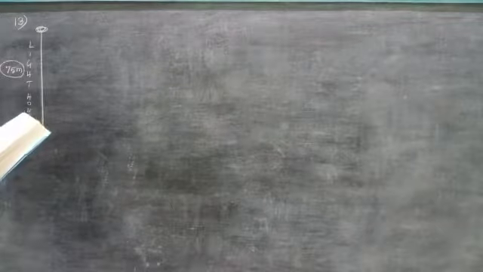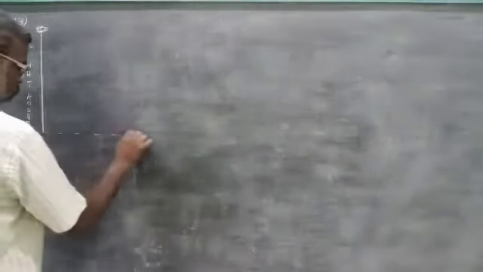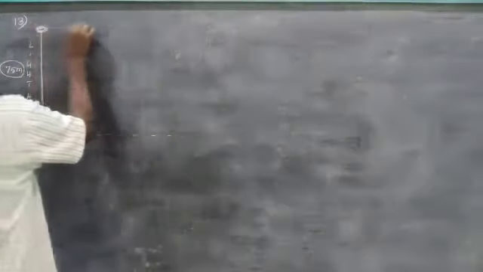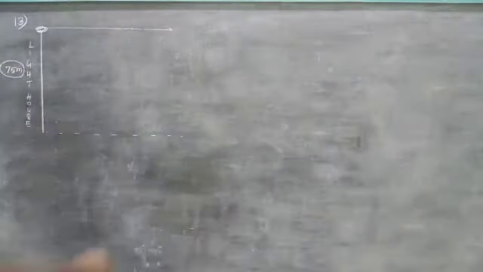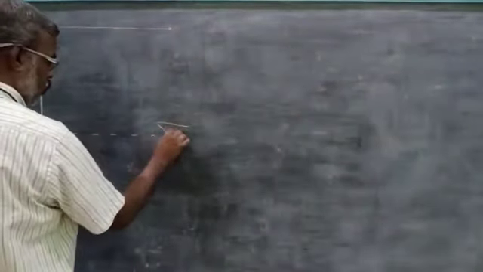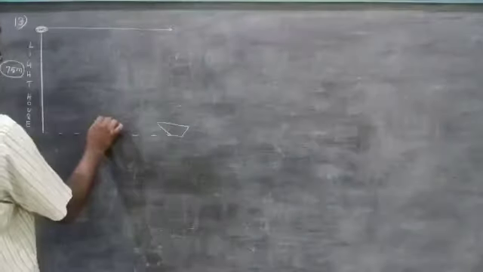The height of the lighthouse is given as 75 meters. From the top of the 75-meter lighthouse, from the sea level, suppose this is the sea and this is the lighthouse, and the angles of depression of two ships. This is the normal line, and the angles of depression of the two ships are 30 degrees and 45 degrees. Suppose one ship is here, another ship is here.